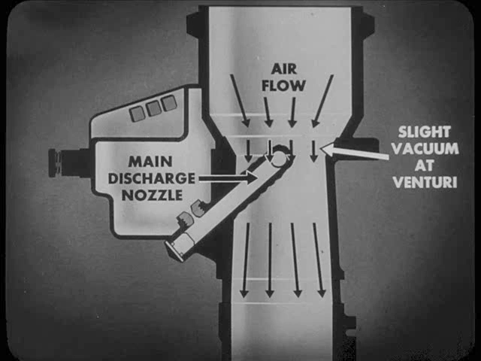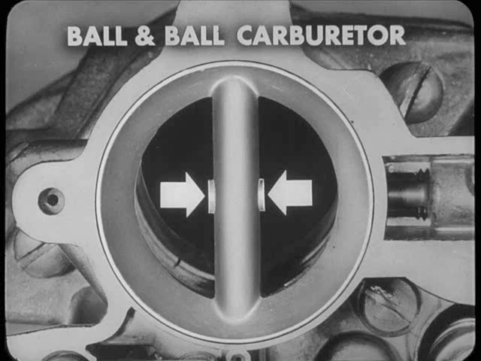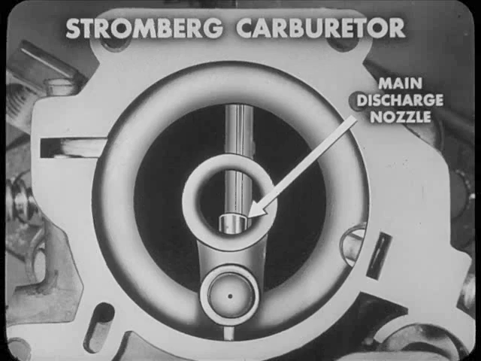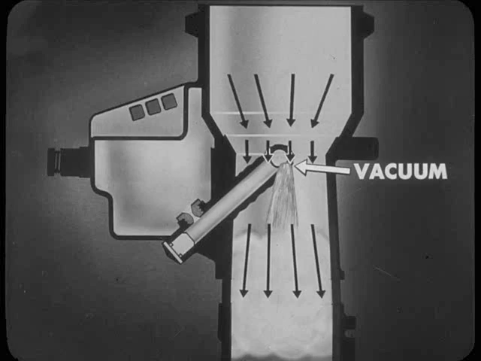The main what? Nozzle, Duke. Take this ball and bolt carburetor. See those openings that look like fish eyes? They're the discharge ports of a passage from the carburetor bowl. Most of the gasoline used flows out of those two nozzle openings. Now, in the Stromberg carburetor, here's where that nozzle is located. The vacuum at the venturi draws fuel into the airstream and helps atomize it so it'll burn faster.